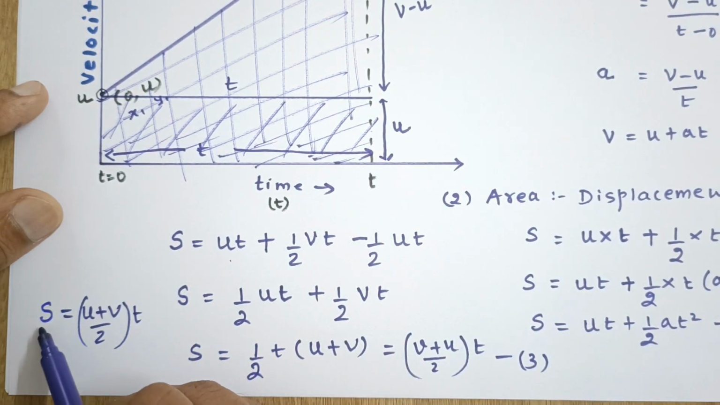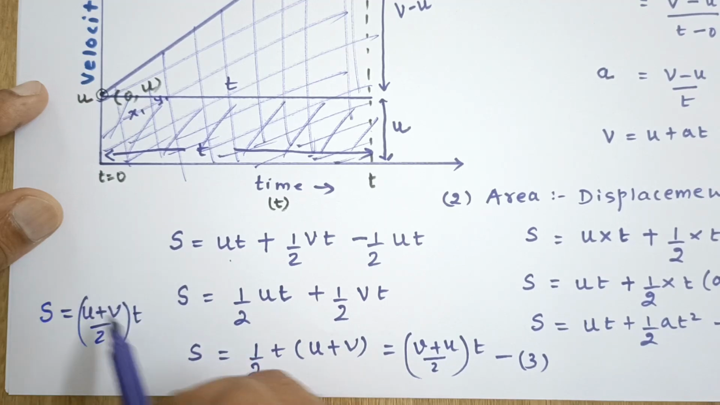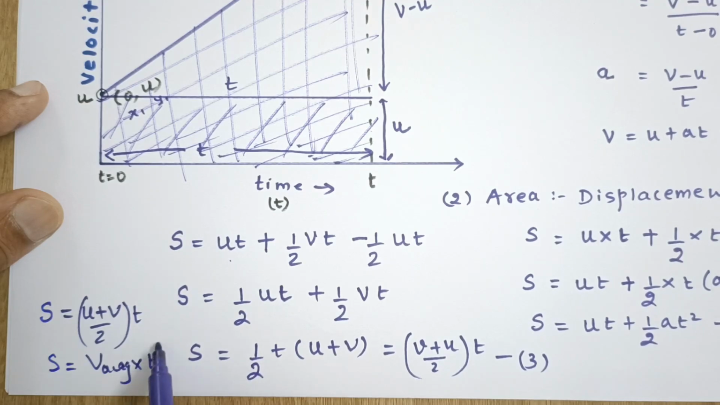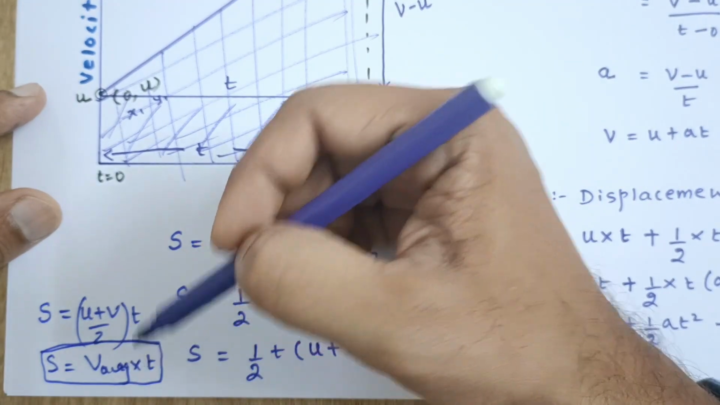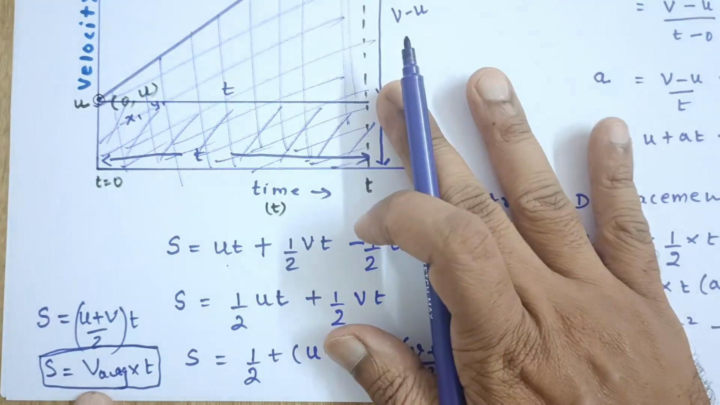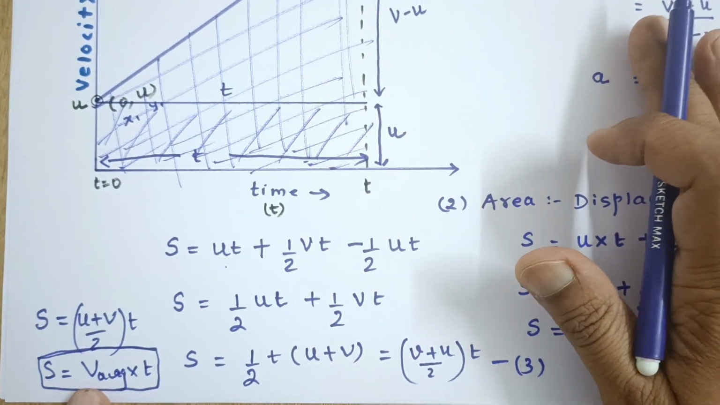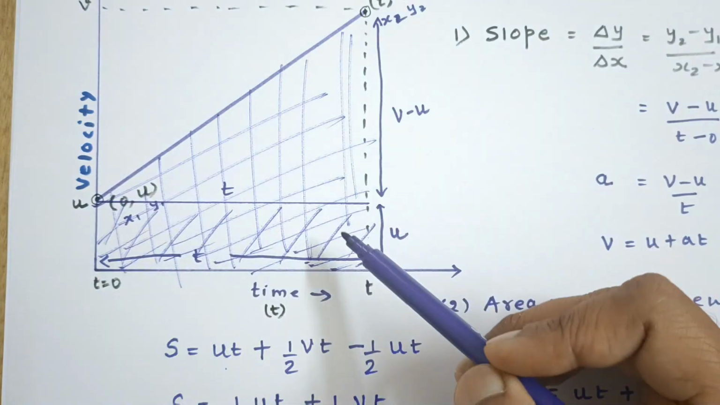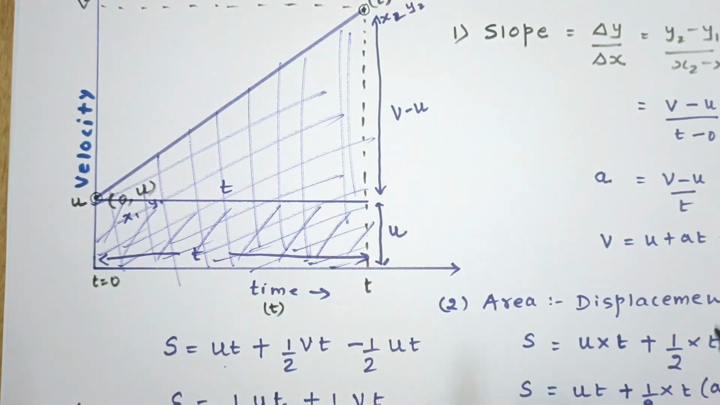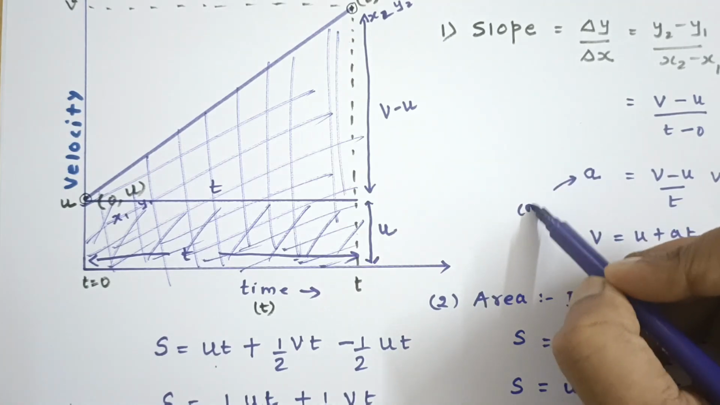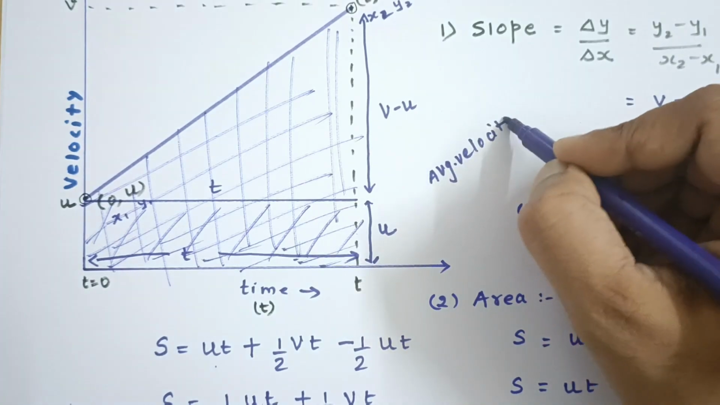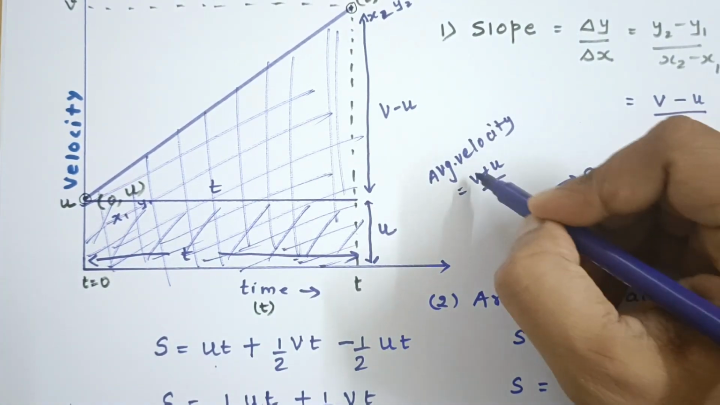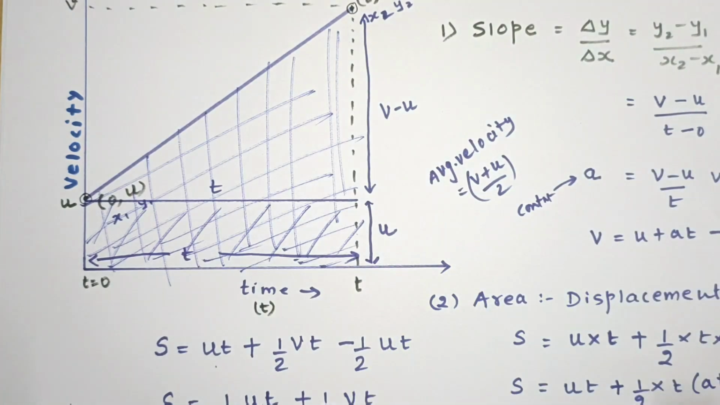Now, if you look carefully, this is displacement is velocity into time. And I'm going to call this V average. This is average velocity times time. Correct? Why I'm saying this? Because displacement is average velocity into time. This equation is only true if acceleration is constant. If acceleration keeps on varying, then u plus v divided by 2 is not the average velocity. Again, I'm saying if acceleration is constant, then and only then average velocity is equal to v plus u by 2. You can only use this if acceleration is constant.